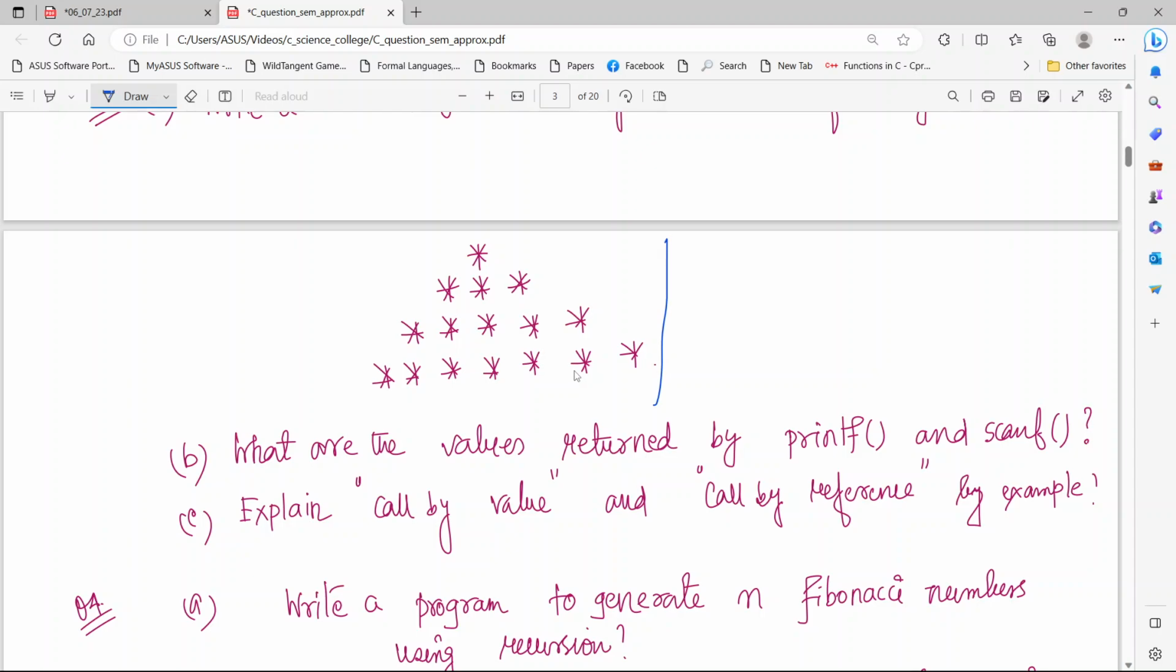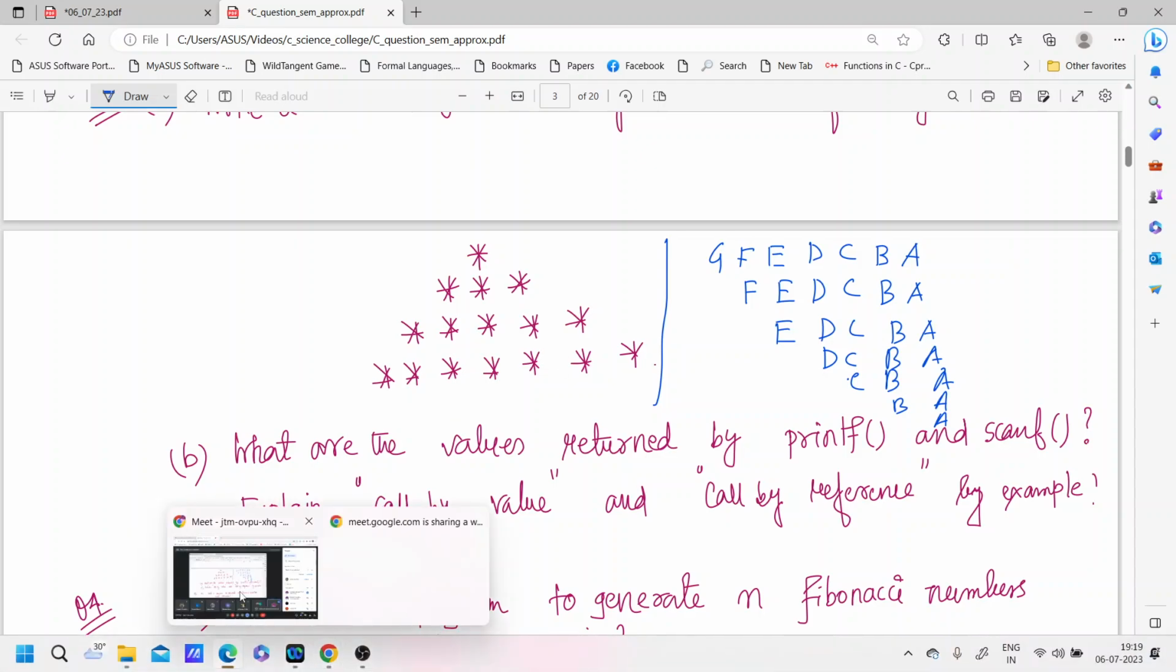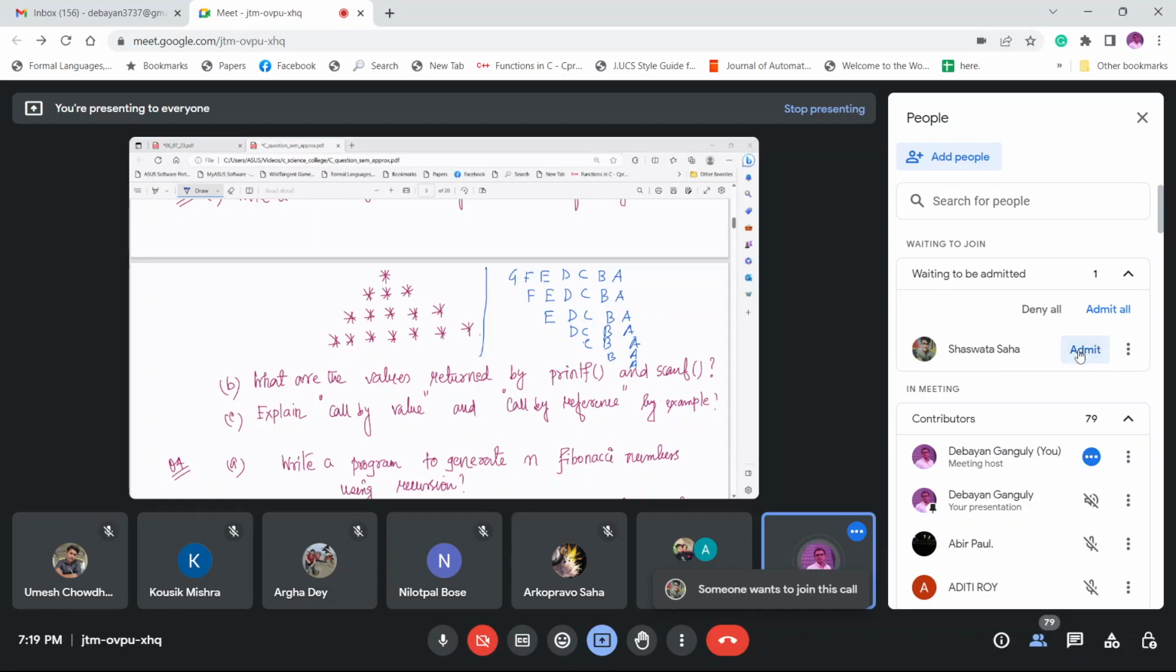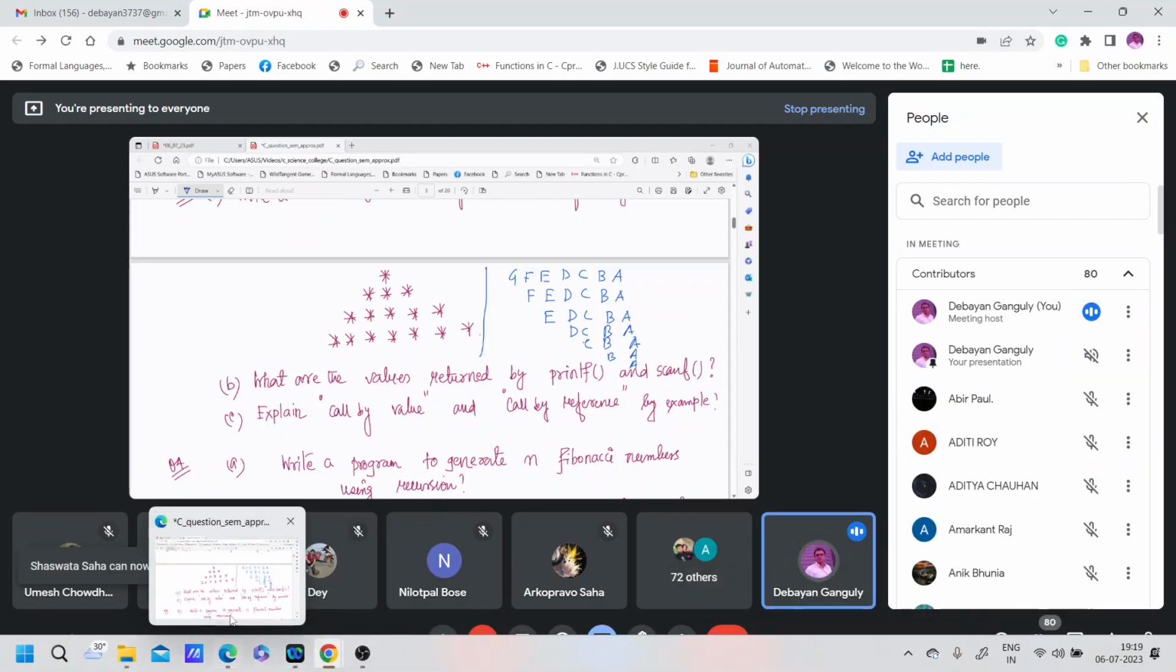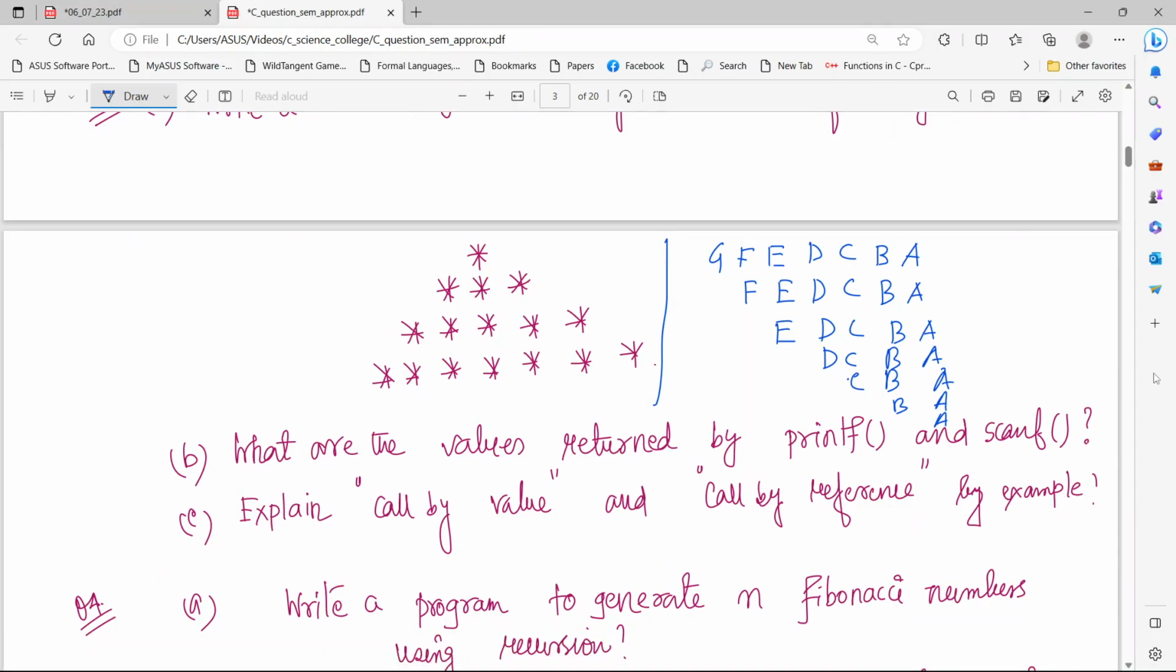pattern that we can try, like G, F, E, D, C, B, A, or F, E, D, C, B, A, that means E, D, C, B, A. This pattern should go on like that, right? You should try. This is also an important thing that may be asked in your question paper, right? So these are the things that you need to do.